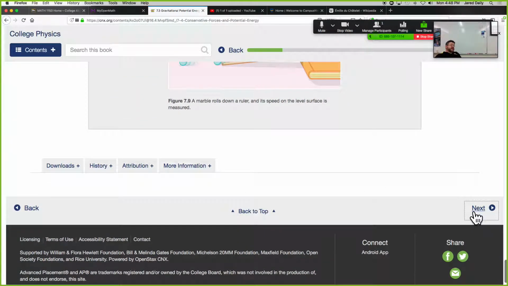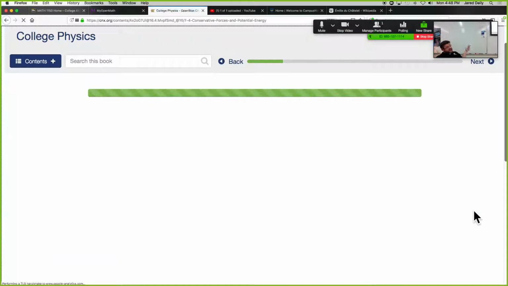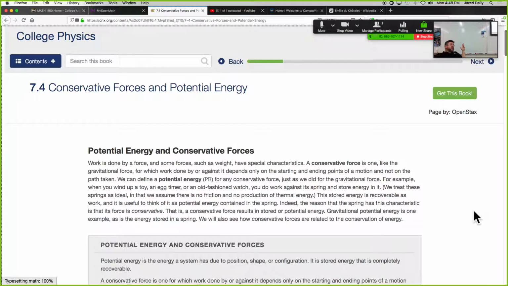So potential energy can be changed into kinetic energy. Kinetic energy can be changed into potential energy. As you're moving along that roller coaster, if you go back up a hill, you slow down. And where does that kinetic energy go when you slow down? It goes into getting you up the hill, which increases your potential energy. So potential energy and kinetic energy can trade back and forth pretty readily.